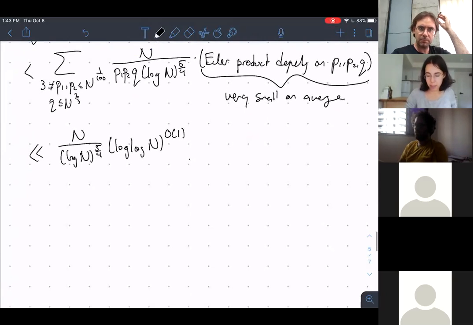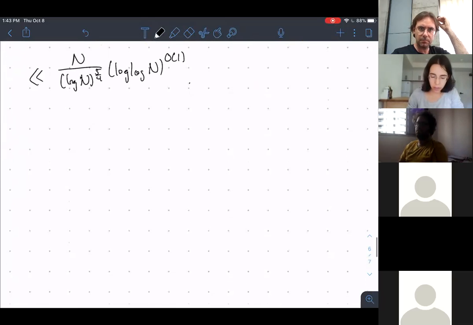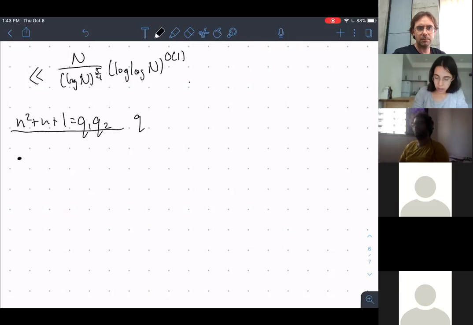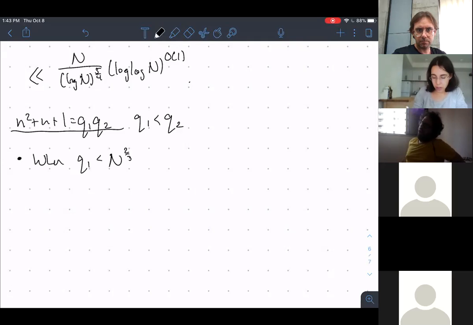Okay, so this is what happens in the case that you have at least 3 prime factors of n squared plus n plus 1. So now when n squared plus n plus 1 is the product of 2 prime factors, this splits into 3 subcases, maybe actually 4. Let's say Q1 is the smaller of the 2 prime factors. So when Q1 is below n to the 2/3, the same argument above applies.